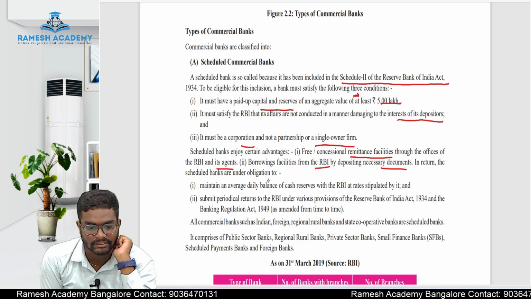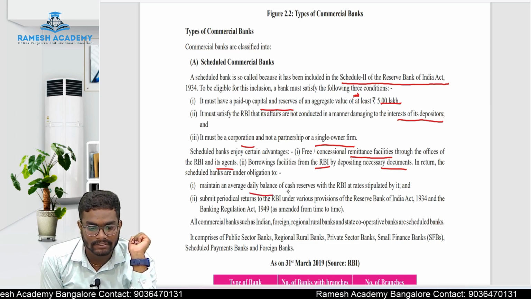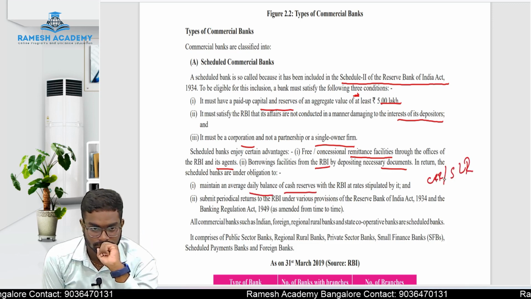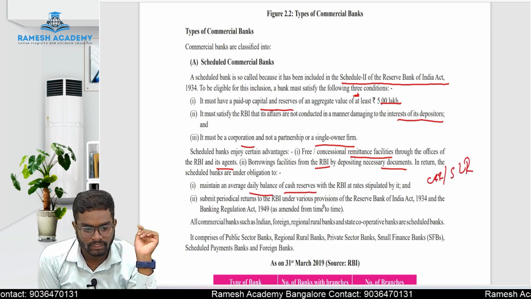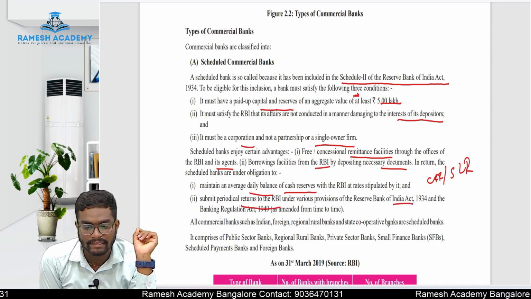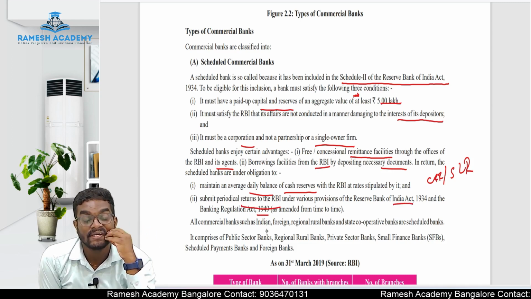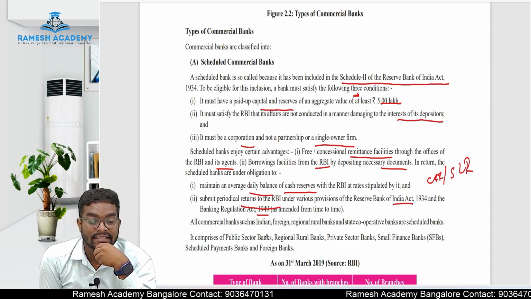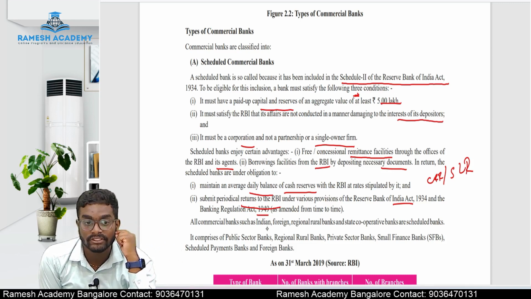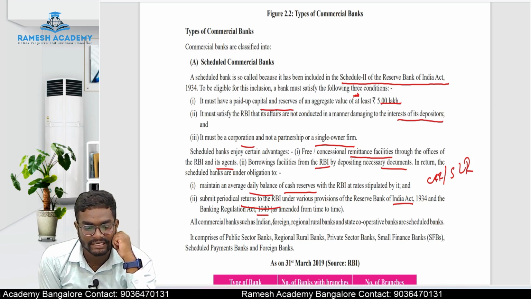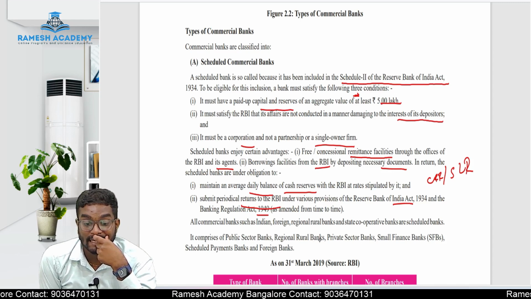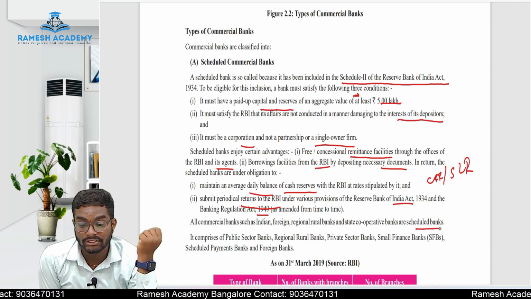What are those obligations? Maintain a daily balance of cash reserve, which is the CRR. So it should maintain CRR and SLR on a daily basis, and submit periodical returns to RBI under various provisions of the RBI Act and the Banking Regulation Act. It should be providing the periodical returns. So it may be financial statements, it may be other reports related to the amount or the money, etc. All commercial banks such as Indian, foreign, RRBs or state cooperative banks are scheduled banks.